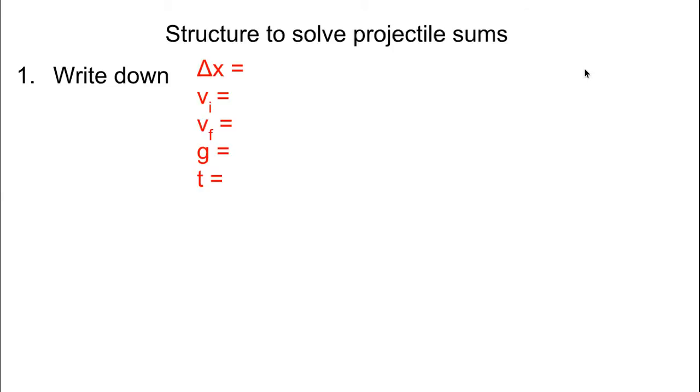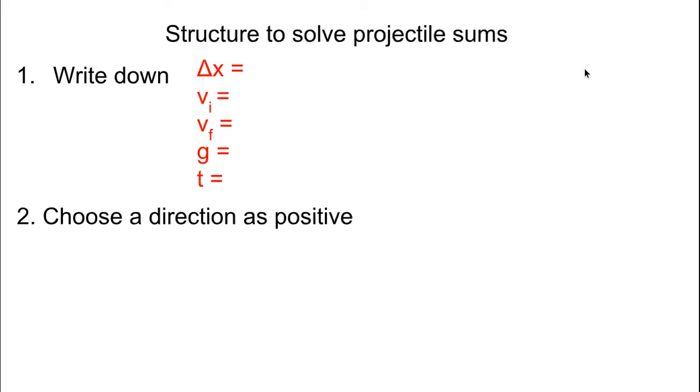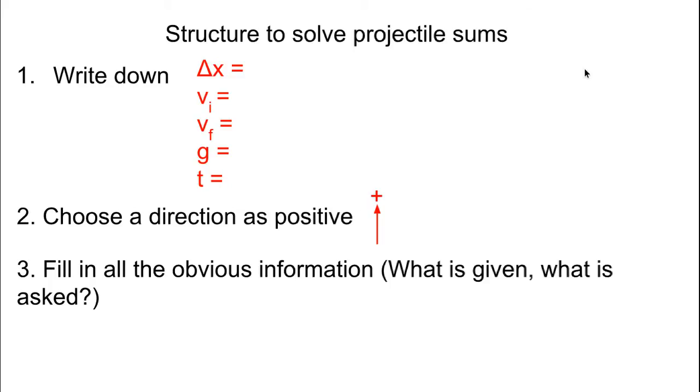The first thing I do is write down x, v_i, v_f, a, t, initial and final velocity. Then my second step is always to make sure that I choose a direction as positive, up or down, depending purely on my taste. The third step would be to fill in all the obvious information in the structure that I wrote down. That would be stuff like if they specify the initial velocity of an object, or it ends with a velocity or whatever, I will fill that in.